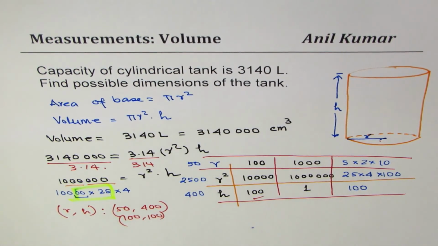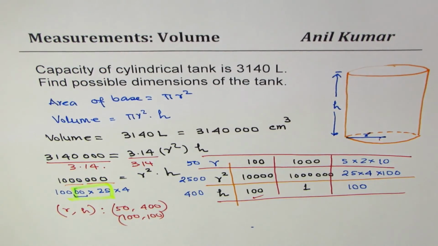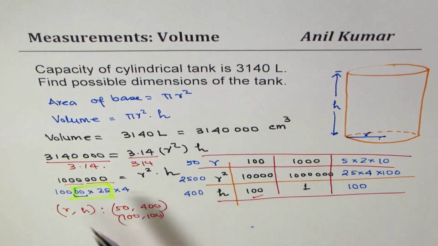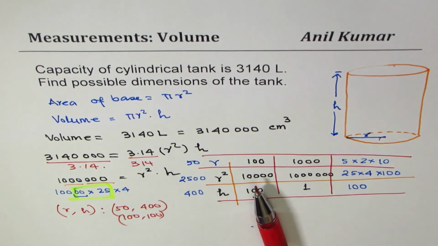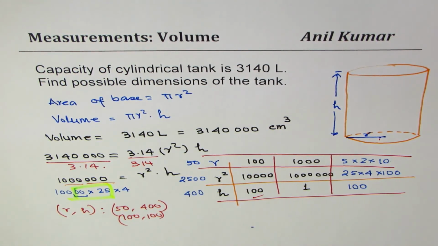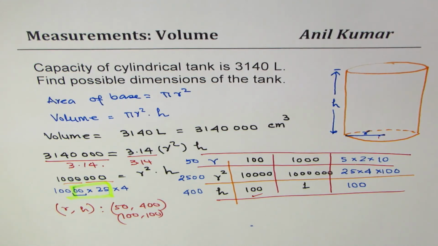So there are many ways you can find a relation between radius and height with such a number. So basically you have to split the number so that one of them is a perfect square. We don't want to use calculator, that is why. And then the rest is height. So that's an easy way of writing possible values of radius and height for a given volume.